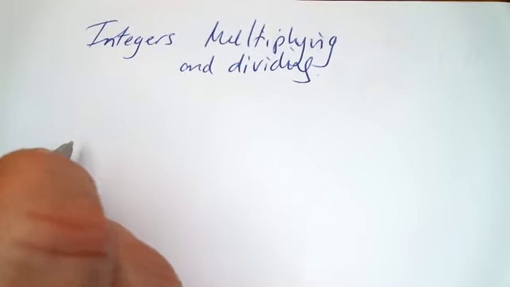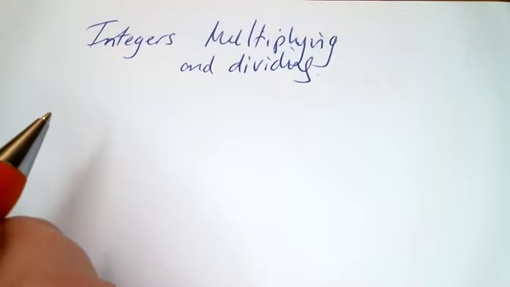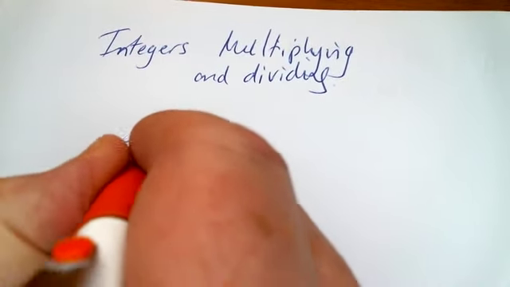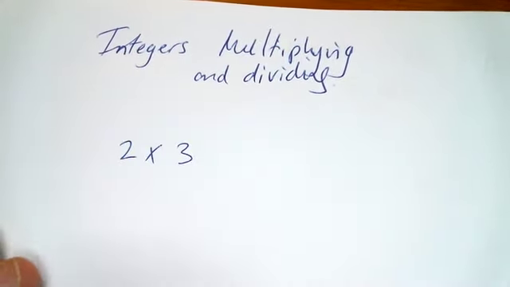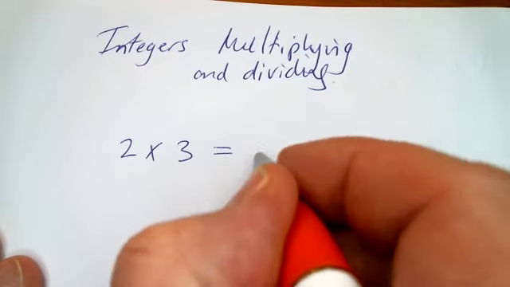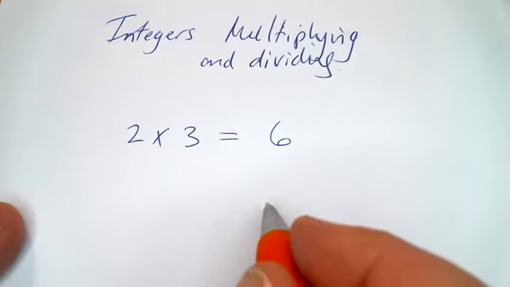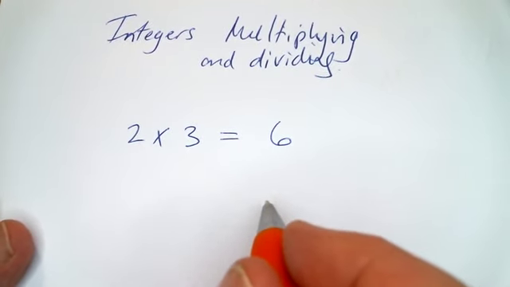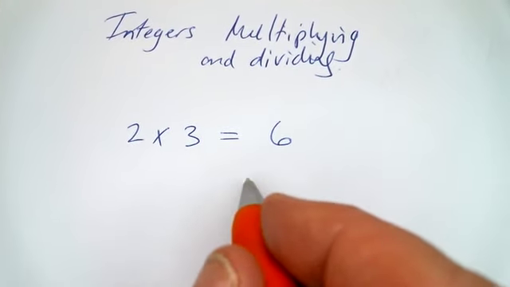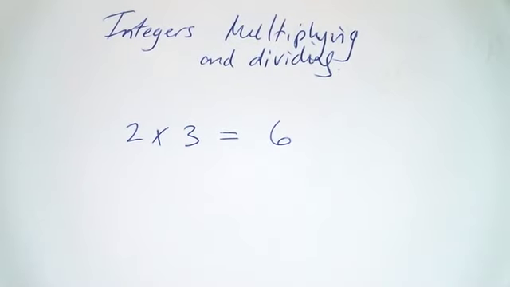Whenever you're multiplying just two numbers, and the signs are the same, so let's say I've got 2 times 3. In this case, it's a positive 2 and a positive 3, so the signs are both the same, then the answer is going to be a positive answer. A better way of saying it: if the signs are the same, the answer is positive. If the signs are different, the answer is negative.